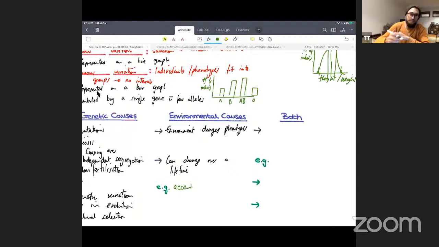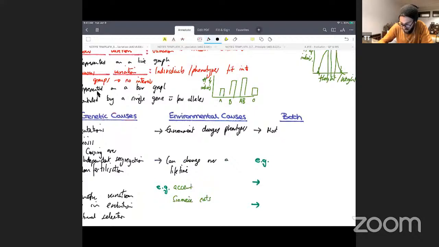We could have Siamese cats, I've written here. Do you know what happens if Siamese cats get really cold? They change fur color. They do, they go white.